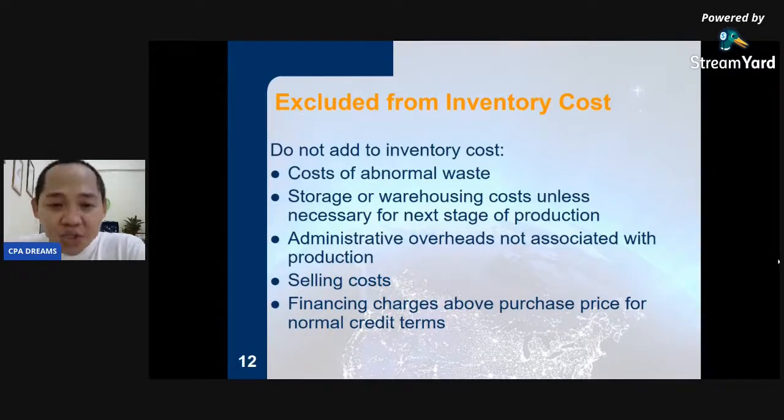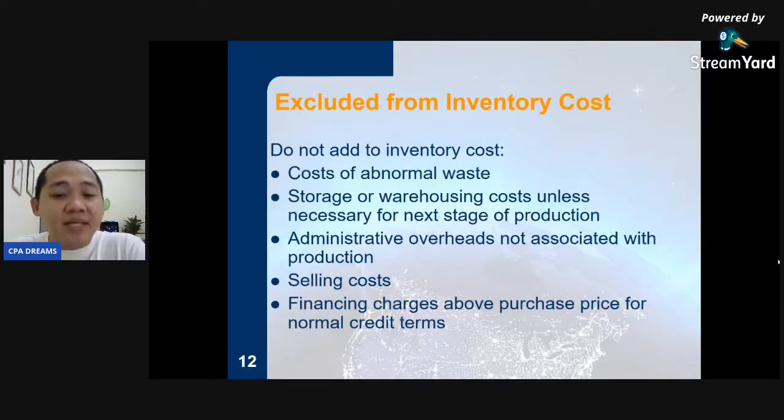Okay, paki-screenshot kasi lagi itong isinasama sa mga problems pampagulo lang. Hindi kasama ang abnormal waste. Okay, from the word itself, abnormal. So, hindi siya frequent. Storage or warehousing costs unless necessary for next stage of production.